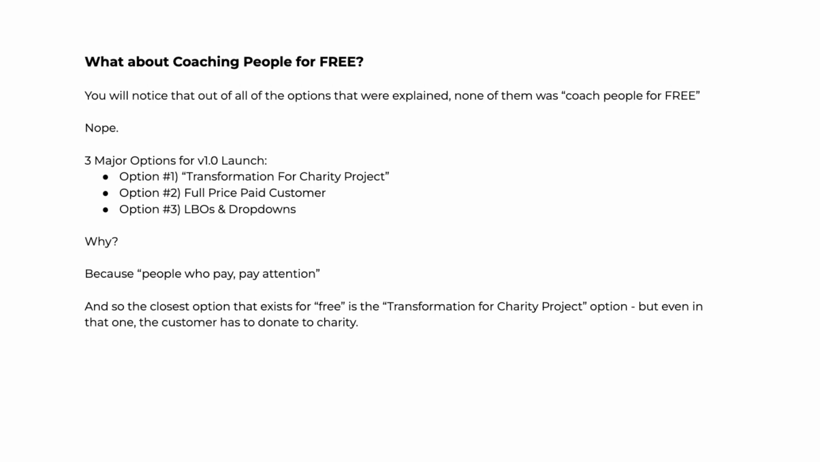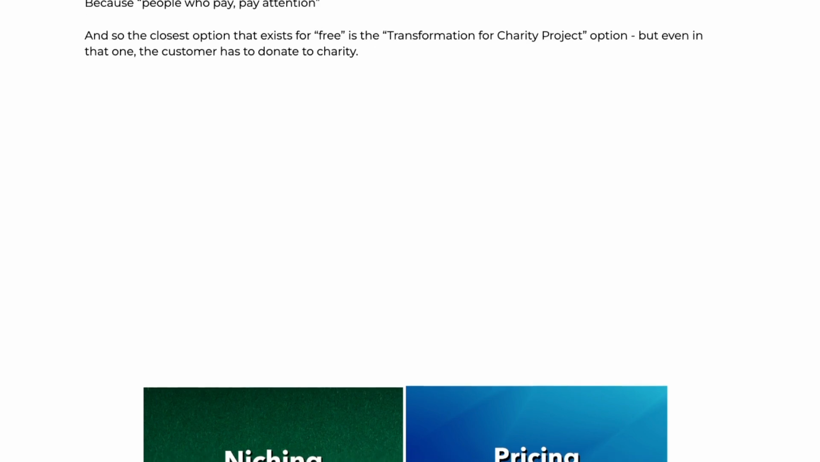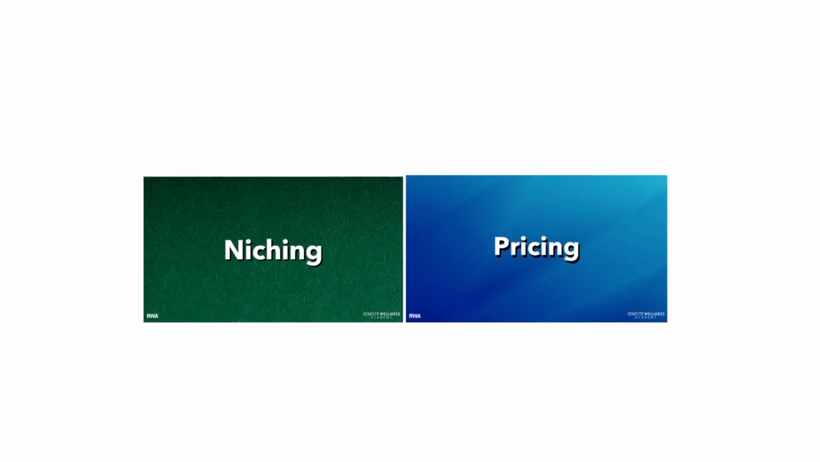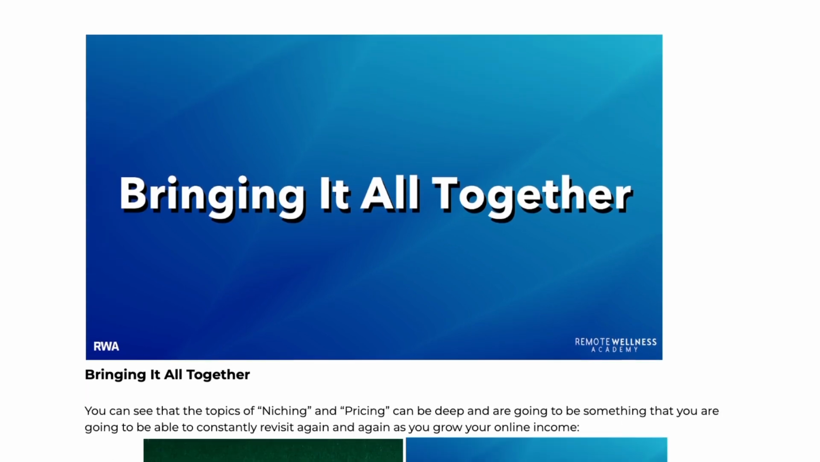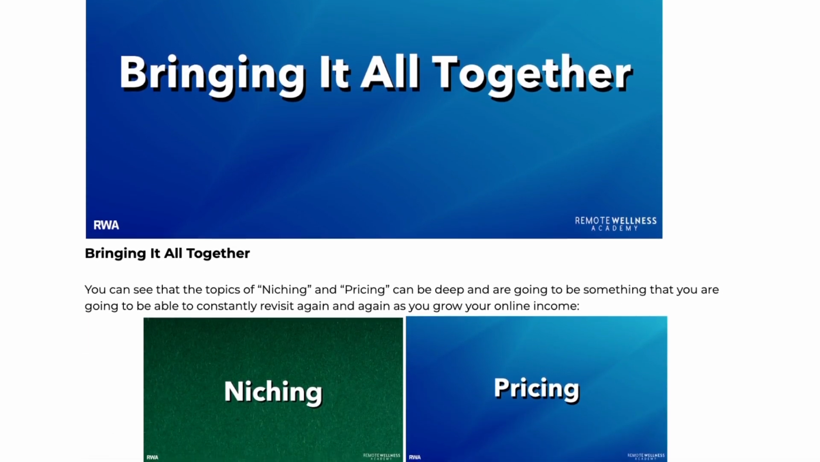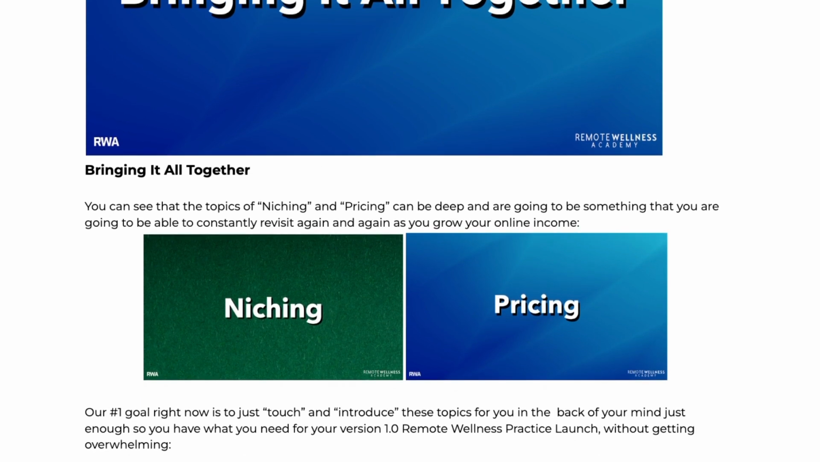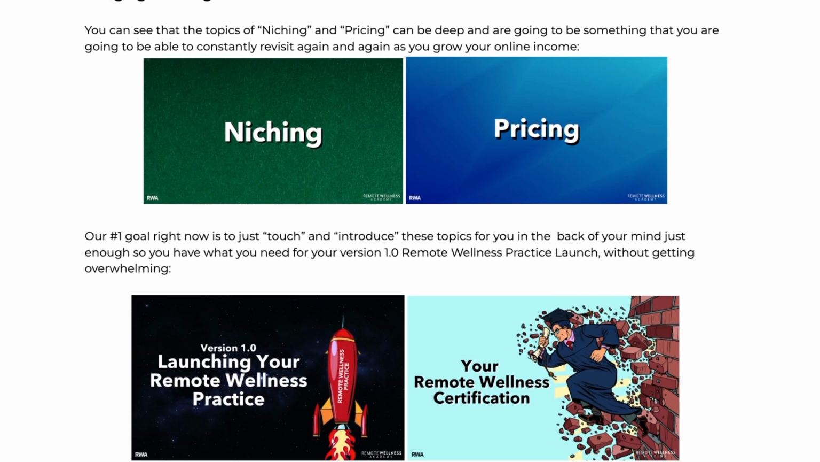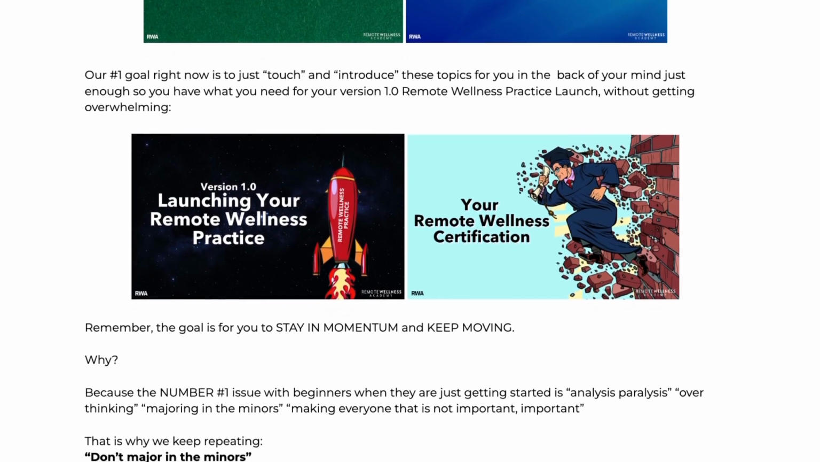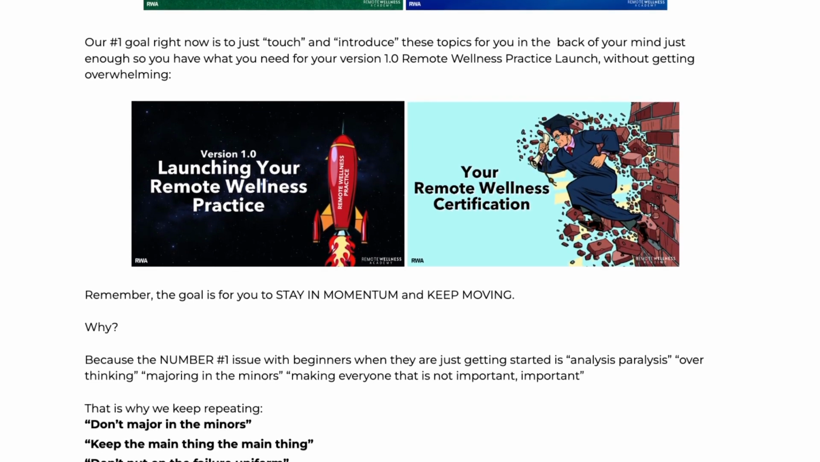And so that really is the topic when we talk about pricing and how all of that works. That really is the conclusion of the two main topics, which is niching as well as pricing. So as we go ahead and close out this training, let's really bring it all together, because as you can see, the topics of niching and market selection and market positioning and pricing and value and all that kind of stuff are quite deep. And there are going to be topics that you revisit over and over and over again as you grow your online income and as you become a very solid player in the game of money. However, our goal right now is to just touch and introduce these topics for the purposes of what you need for your version 1.0 launch without you getting overwhelmed.